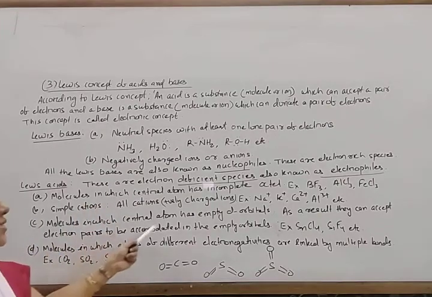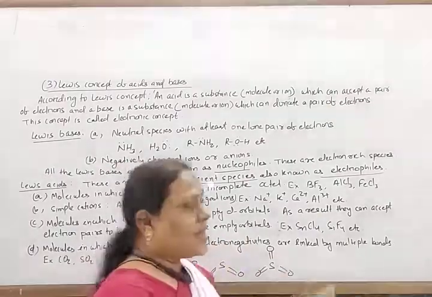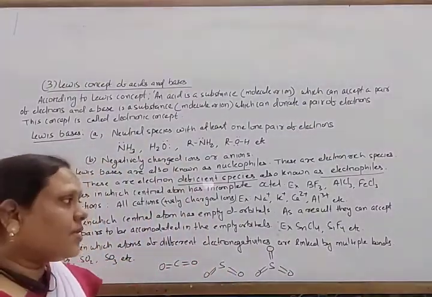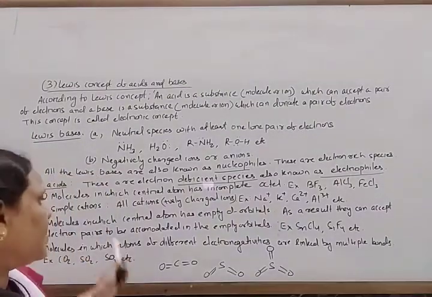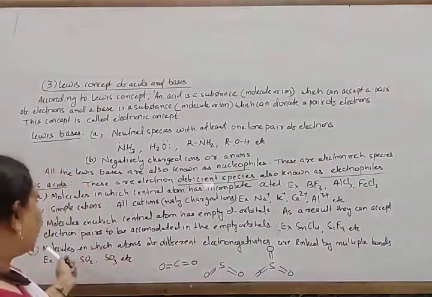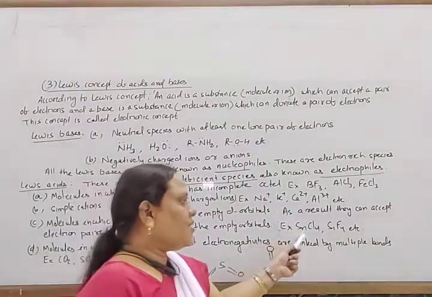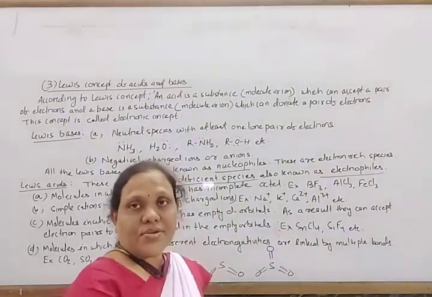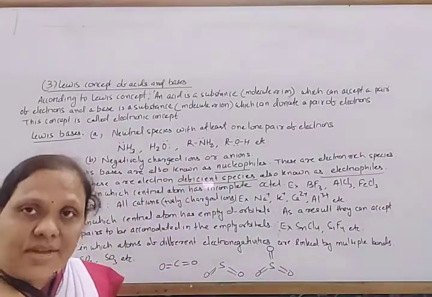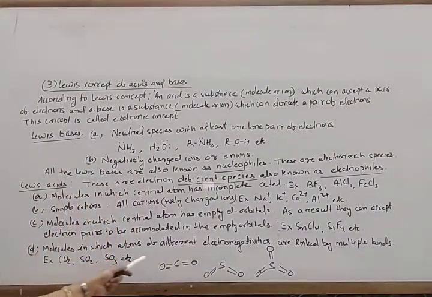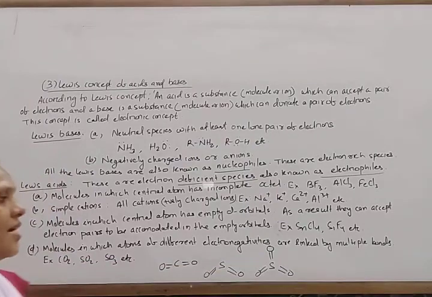And molecules in which the central atom has empty d orbitals, so that the electron pair can be accommodated in these empty d orbitals. For example SnCl4, SiCl4, if you write the electron configuration, their d orbitals are vacant. So in this way, the electron pair can remain there. And molecules in which atoms of different electronegativities are linked by multiple bonds. These are some examples of Lewis acids.